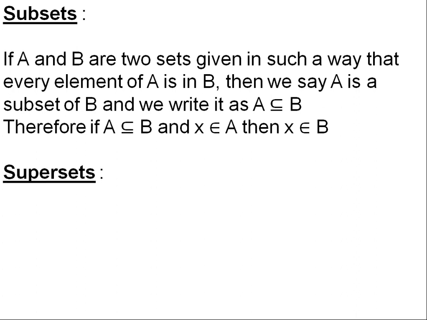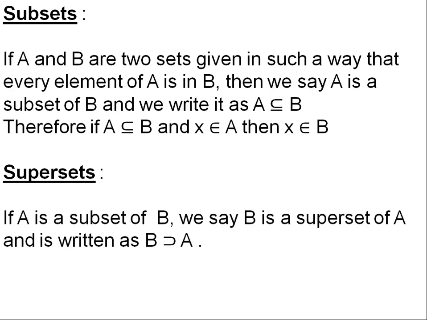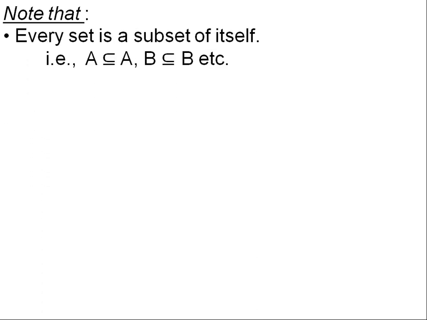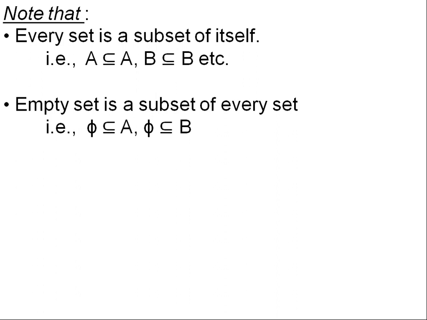Then we have the other term which is called superset. In the same example, where A was a subset of B, the other way of saying it is that B is a superset of A, and it is written in the way given in the slide. Note that every set is a subset of itself. That means if a set A is given, then A is a subset of A. Similarly, if a set B is given, B is a subset of B. Every set is a subset of itself.